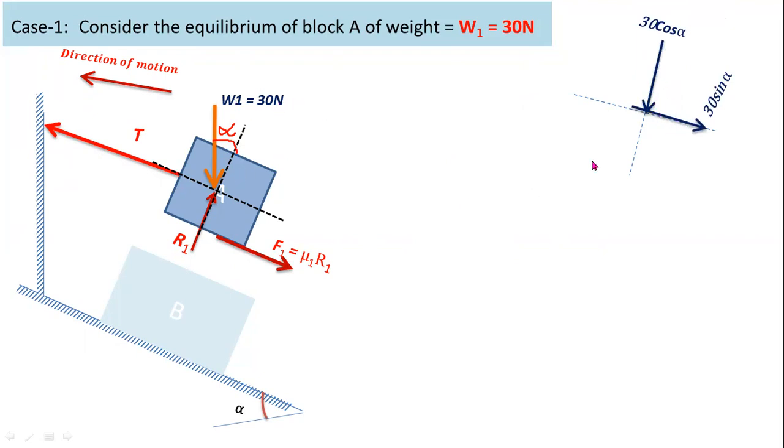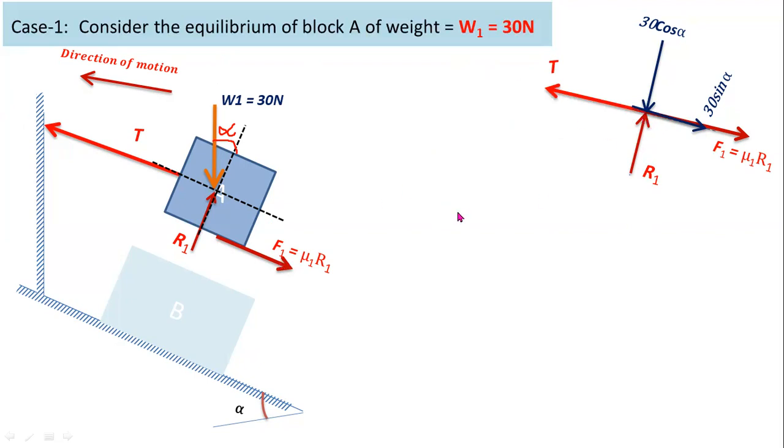For adjacent sides, you have to consider cos alpha. For opposite sides, you have to consider sin alpha. Now you have to consider normal reaction as it is. Now you have to draw this friction force F1 equal to mu1 R1 and tension in the string T. So this is the free body diagram for block A.